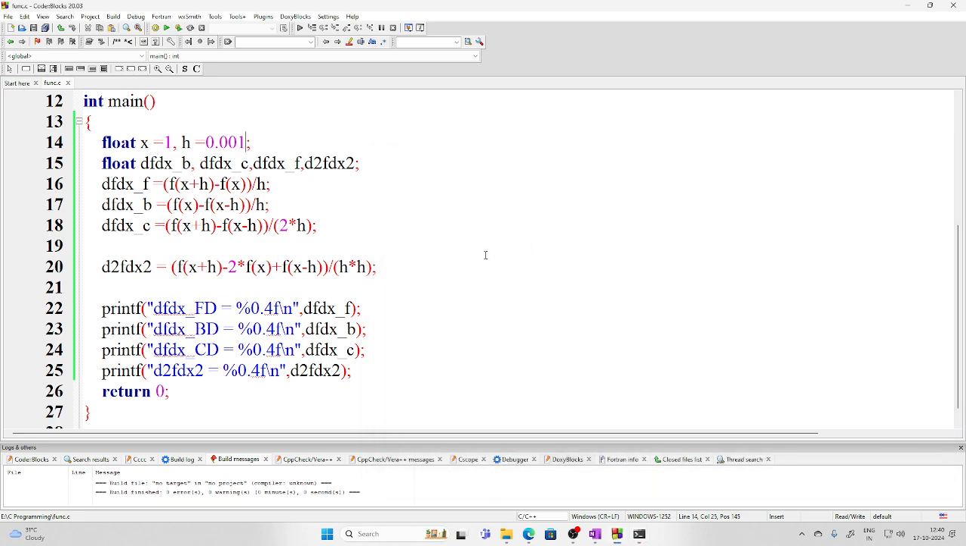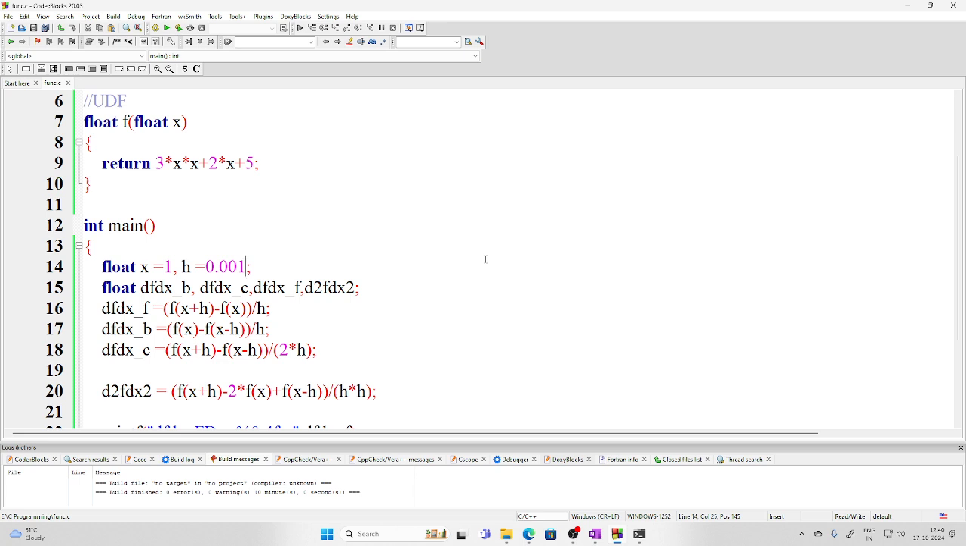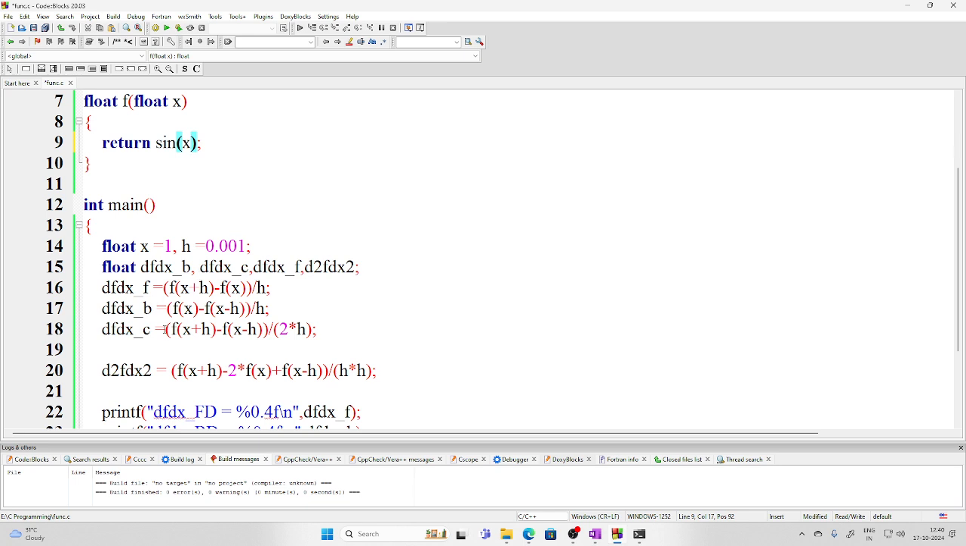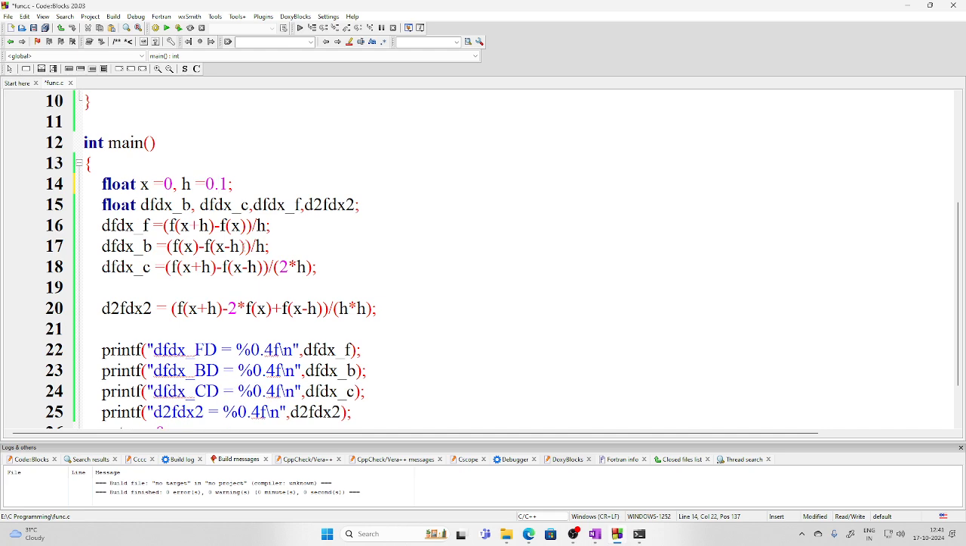Okay, so friends, in this way you can evaluate the derivative of any function. Not only this, you can also go for trigonometric functions. So let's say I want to evaluate the derivative of sine x. So the function is sine x. Let's say I'm interested in knowing the value of the first derivative of this sine x at 0. You know the first derivative of sine x is cos x, and cos 0 is 1. Okay, so let us take the point as this, and let us run it.